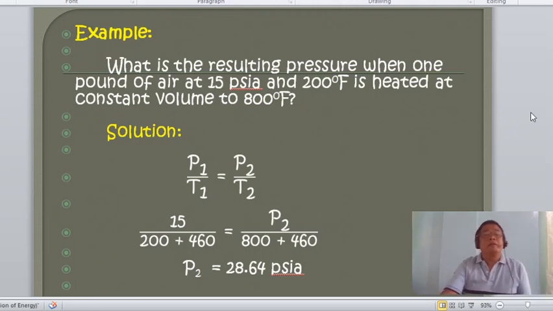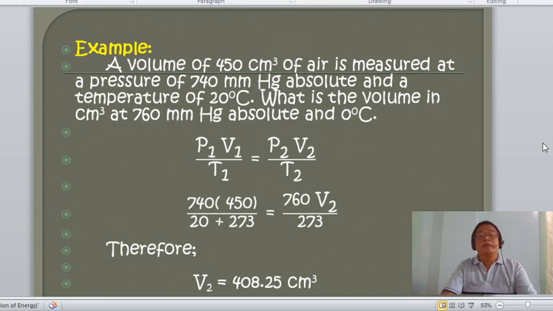So, another example. What is the resulting pressure when 1 pound of air at 15 psia and 200 degrees Fahrenheit is heated at constant volume to 800 degrees Fahrenheit? Okay? So, take note that the volume in this problem is held constant. So, eliminating volumes from the combined ideal gas equation, that is now P1 over T1 is equal to P2 over T2. This is Charles's and Gay-Lussac's law. Okay, so substituting values now, the absolute pressure is 15, the temperature is 200, making it absolute, plus 460, equals the final pressure over the temperature of 800 plus 460. The final pressure now is 28.64 psi absolute.